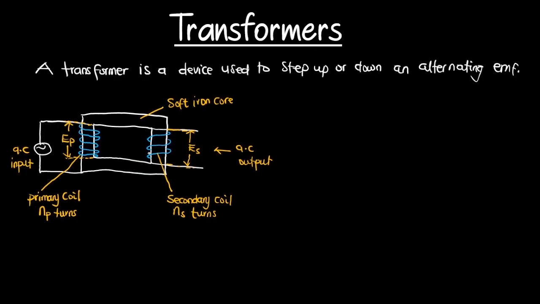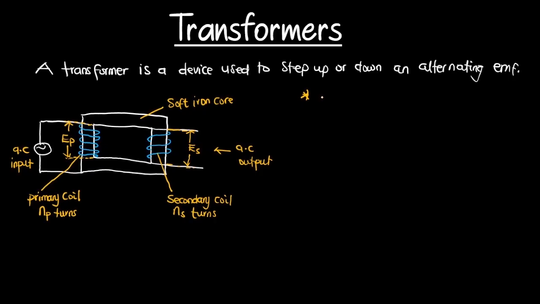Obviously, the coil on the secondary side is what we call the secondary coil. The number of turns it has is represented by NS turns, and then the primary coil, where the AC input is, is the primary coil, and the number of turns is NP. So basically, let's have a look at some things we can note over here.